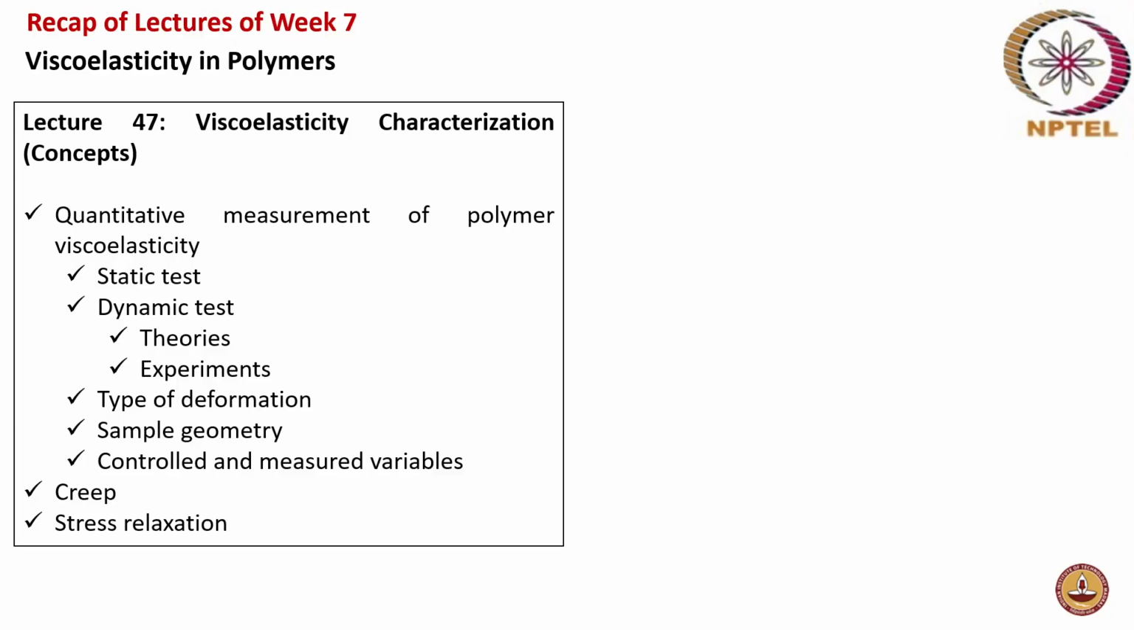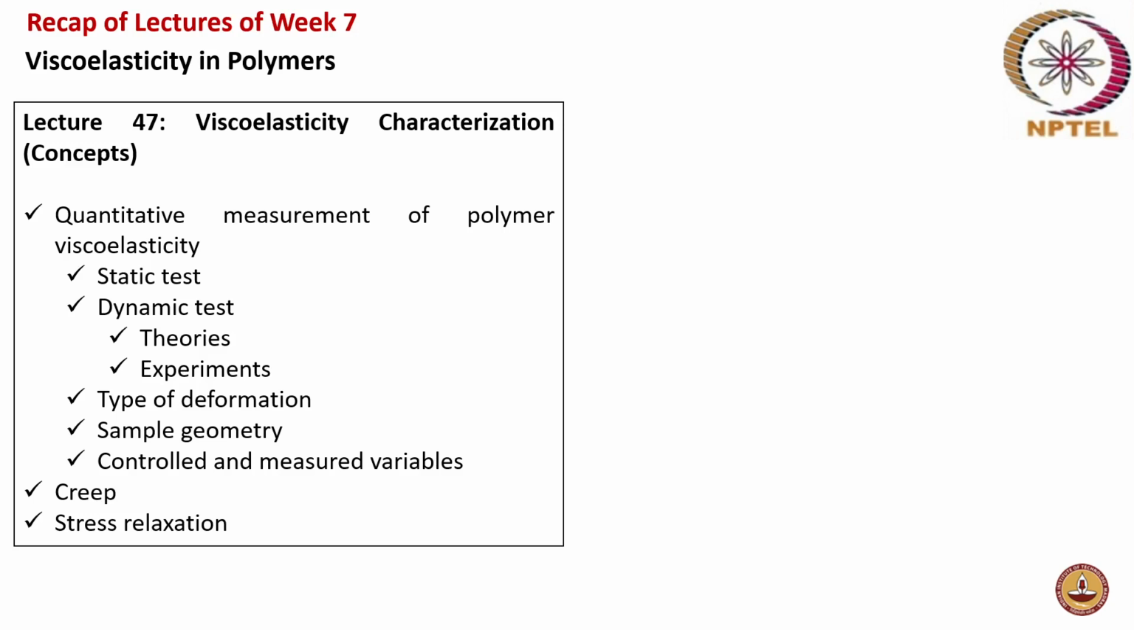Next, in lecture 47, viscoelastic characterization was introduced. What are the quantitative measurements of polymer viscoelasticity? What is a static test and a dynamic test? How do you design the dynamic test based on theories and experiments? What are the parameters, the control variables, the measured variables, how do you define the response, and what type of deformation happens in the ideal case were all discussed.